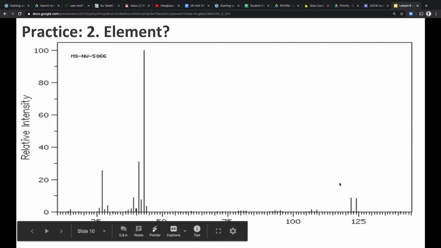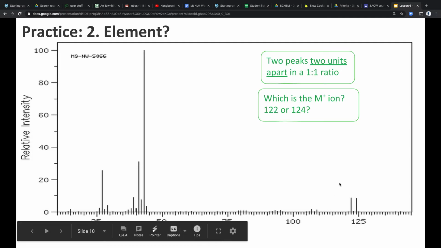See? Awesome. So 122 would be the molecular ion peak. So if you saw these two together, make sure that you recognize this peak at 124 does contain the heavier isotope, but the true molecular mass is around 122.